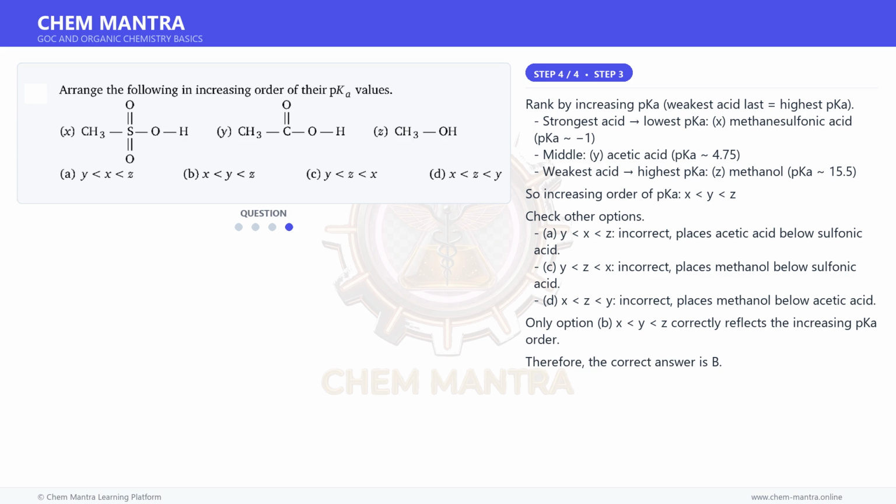A, Y, X, Z, incorrect, places acetic acid below sulfonic acid. C, Y, Z, X, incorrect, places methanol below sulfonic acid. D, X, Z, Y, incorrect, places methanol below acetic acid. Only option B, X, Y, Z correctly reflects the increasing pKa order.